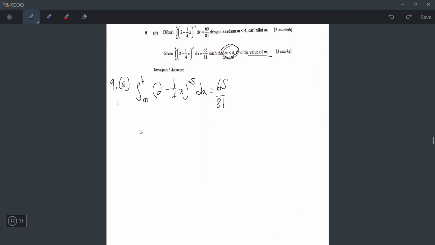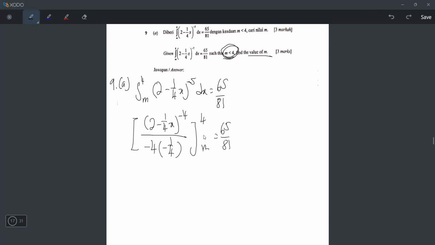For this one, it is possible to integrate. How you integrate is you take the power plus 1, because the power is negative 5. You can't expand that, just integrate it. Power plus 1 over negative 4, and then don't forget to differentiate the bracket. Differentiate 2 is 0, differentiate 1 over 4x is negative 1 over 4. And then close bracket, 4m equals 65 over 81.